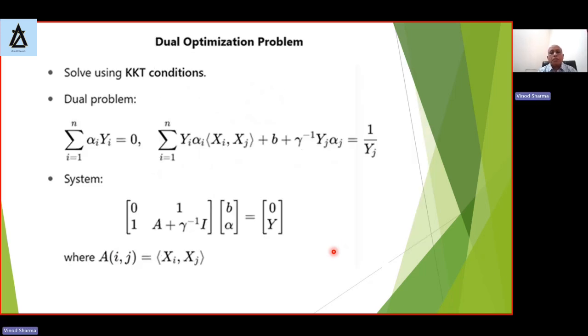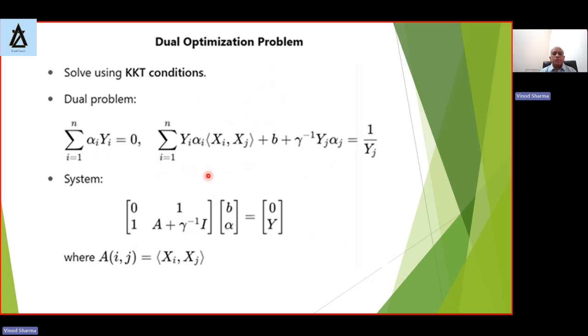This optimization problem is a convex optimization problem. Therefore, it can be solved by KKT conditions, Karush-Kuhn-Tucker conditions. It can be more easily solved if we look at the dual problem and solve that. And then the solution of the dual problem can be obtained by this system of linear equations.